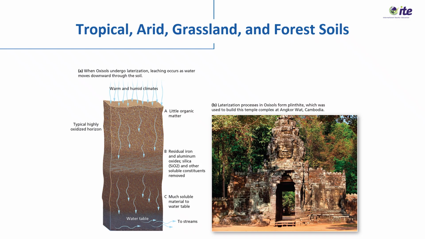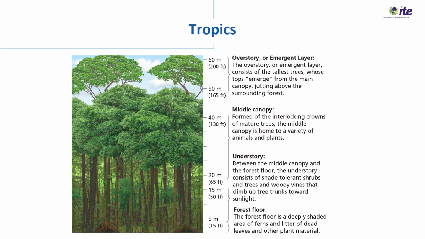Despite their poor fertility, these soils can sustain lush vegetation because nutrients are rapidly recycled through the biological cycle of the forest. The canopy of a tropical rainforest forms a multi-layered structure: emergent trees, upper canopy, understory, and forest floor.